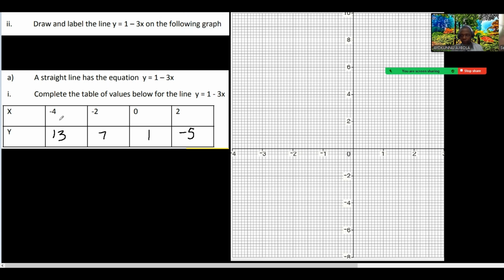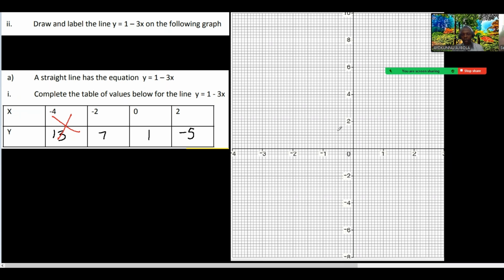Now, when x is negative 4, what is y? Y is 13. But if you check the y along this line, can you see 13? No. Oh, 13 is above, right? That means we actually need another graph, because this is the graph that was provided, so there's no 13 there. We won't be able to plot this since there's no 13, because at x equals minus 4, 13 is going to be somewhere way up.